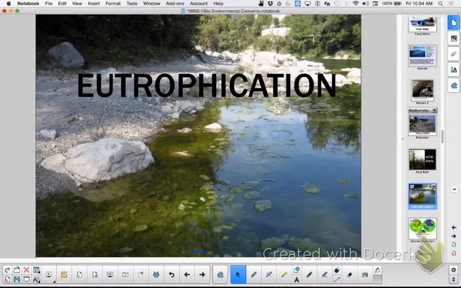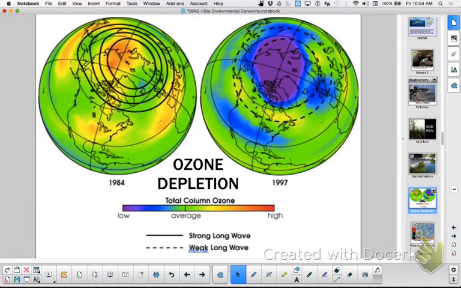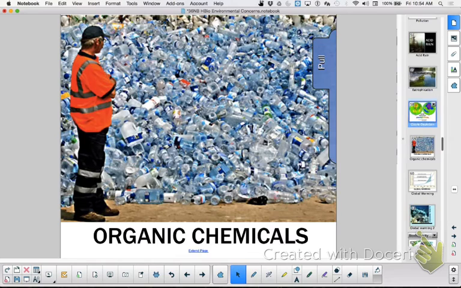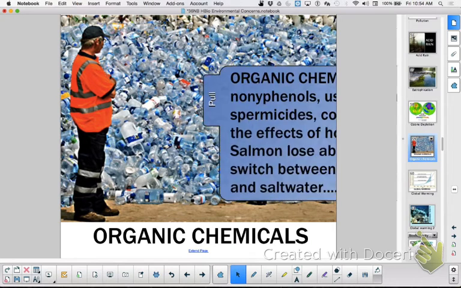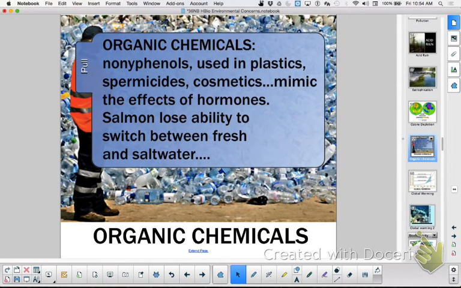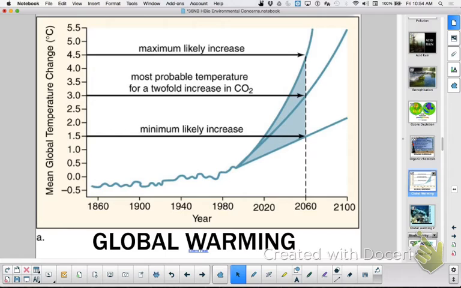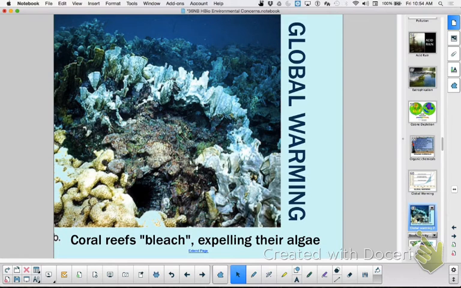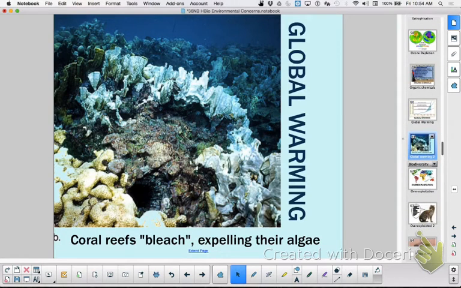So we talked about eutrophication, the over-enrichment of a lake. We talked about ozone depletion already as a pollution. We talked about these organic chemicals that can get into our environment. Remember, some of them can mimic hormones of animals and cause problems in that way. We talked about global warming. That's a pollutant as well. Okay, HBio, habitat loss, exotic species.